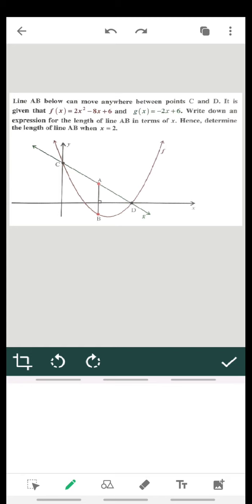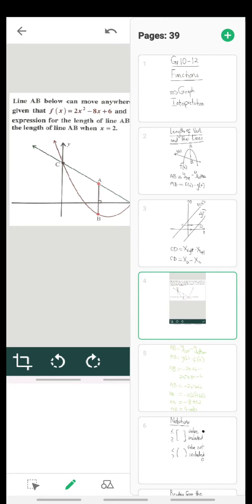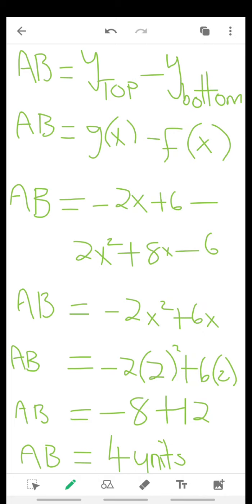First, you must find the expression of AB, then find the length of AB when x is equal to 2. Okay, so I think I've already said it. The length of AB will be y top minus y bottom, which is the function at the top minus the function at the bottom. That is your g of x minus f of x.